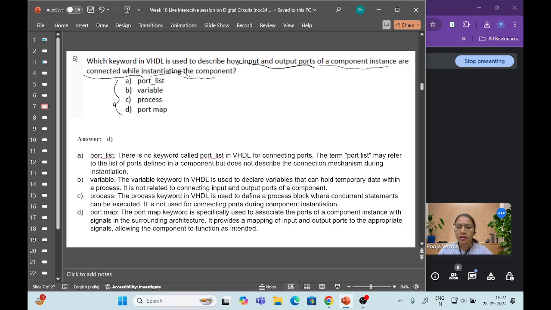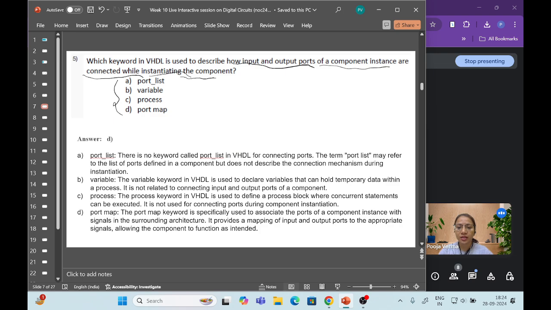Process is also not related to connecting the input-output ports of a component. It is a keyword used to define a process block where concurrent statements can be executed, and it is not related to the input output ports of a component. Now next one is a port map.